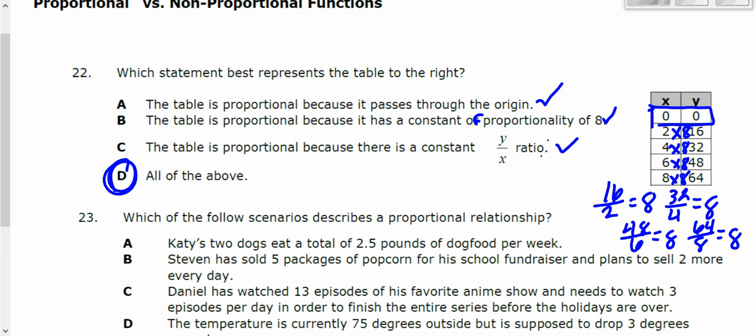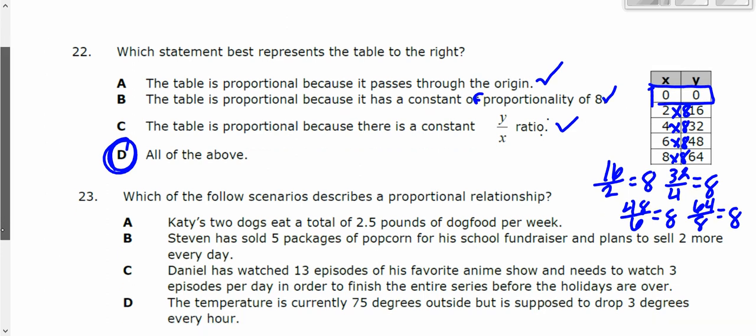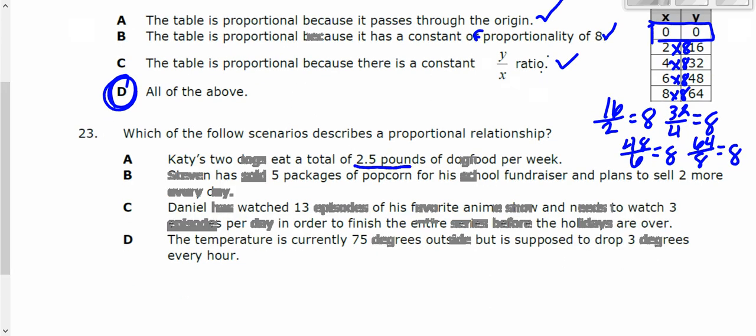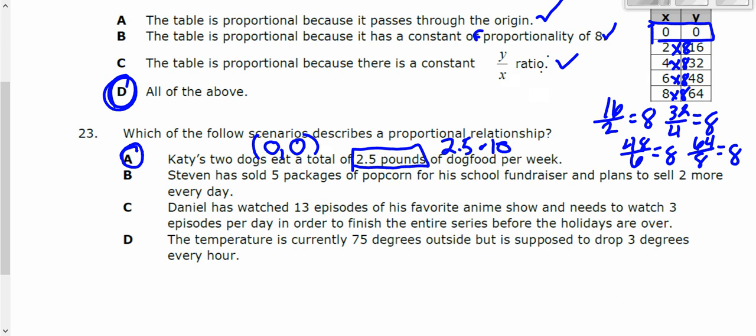Which of the following scenarios describes a proportional relationship? Katie's 2 dogs eat a total of 2.5 pounds of dog food per week. Well, that gives me a constant of proportionality. If I wanted to know how much they've eaten at 10 weeks, I could just do 2.5 times 10, meaning I'm only multiplying. I also could ask, well, at 0 weeks, how much have her dogs eaten? Well, 0 food. So this is my proportional relationship. But let's look at the others.